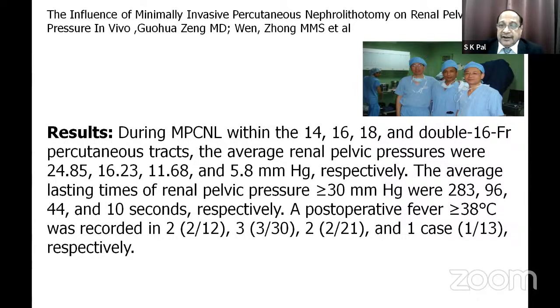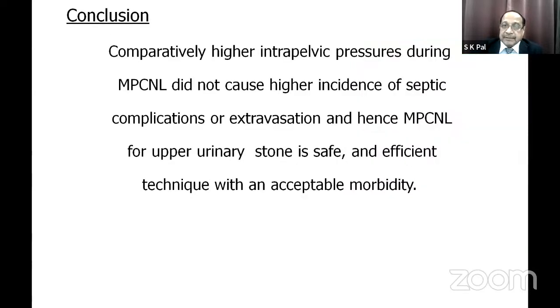So in this way, the intrapelvic pressure was drastically reduced from 24 millimeters of mercury to 5.8 millimeters of mercury. So certainly, when a smaller sheath is employed, the intrapelvic pressure is more, and when good drainage is available, the intrapelvic pressure goes down. However, in their study, they accepted that there is a rise of intrapelvic pressure with the smaller sheaths, but septic complications and extravasation were not statistically significant.